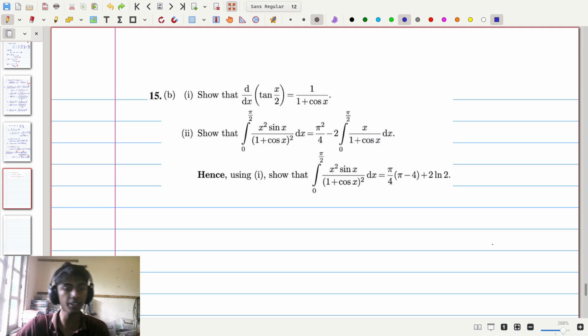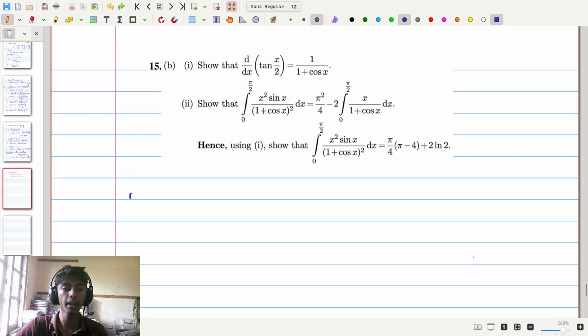The question then says, hence using the result in part 1, show that the integral from 0 to pi by 2 of x squared sine of x divided by (1 plus cosine of x) whole thing squared with respect to x is equal to pi by 4 times (pi minus 4) plus 2 times the natural logarithm of 2. Now to start with this question, let's write down part 1 and try to find the derivative of tan of x divided by 2 with respect to x.